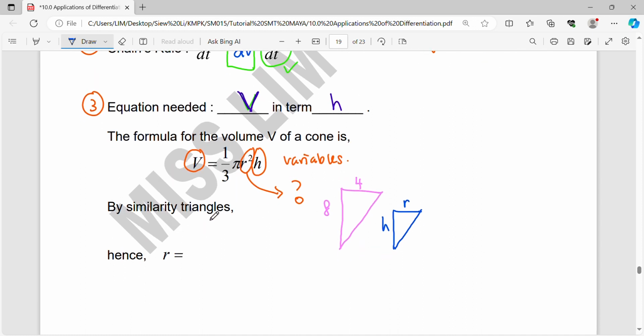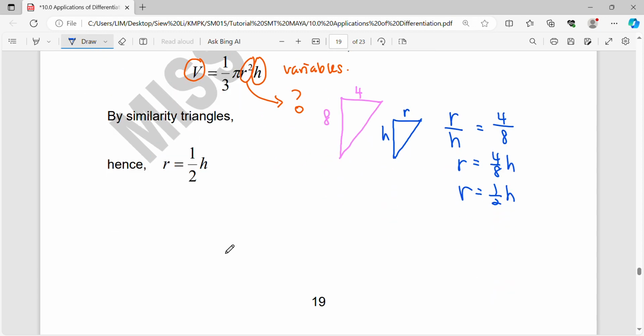By the similarity of triangles, we can do this ratio. So how do we do this ratio? R is to h as 4 is to 8. R is the radius, so radius to height is 4 to 8. So our R will be 4 over 8 h, so R will be 1 over 2 h. Now we manage to relate our variable R in terms of h. Therefore, R is equal to 1 over 2 h.